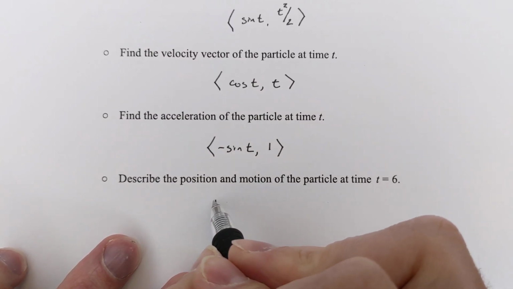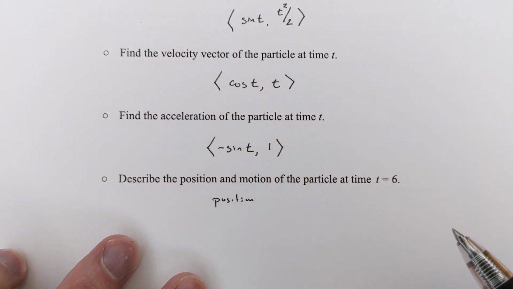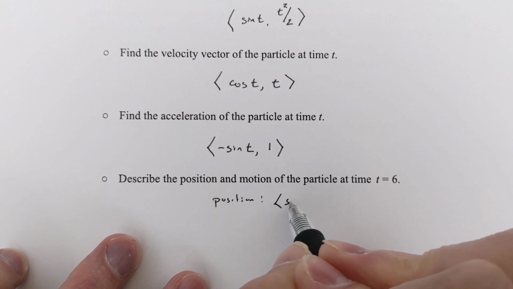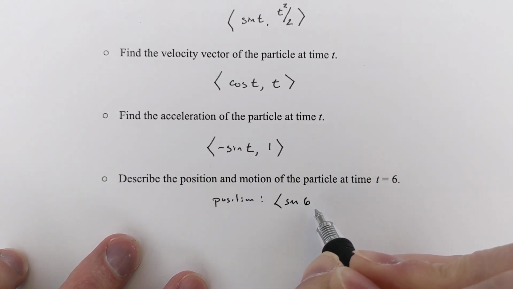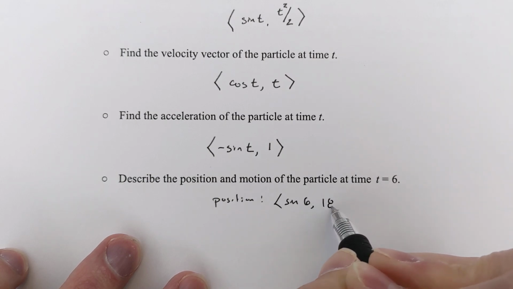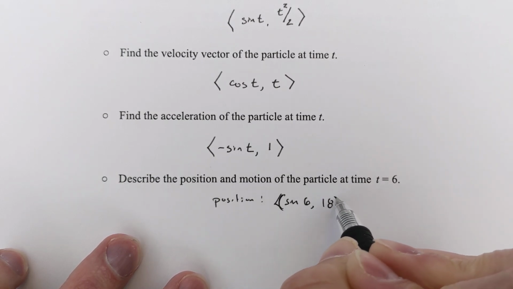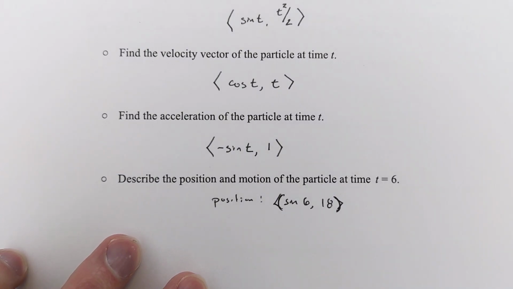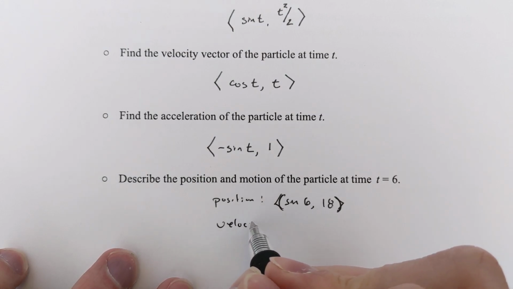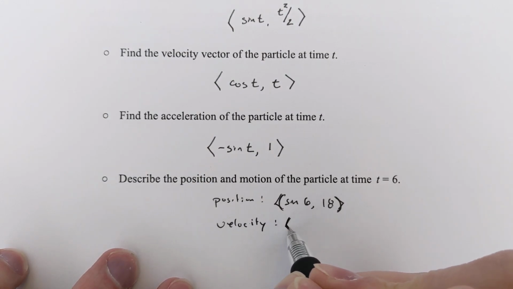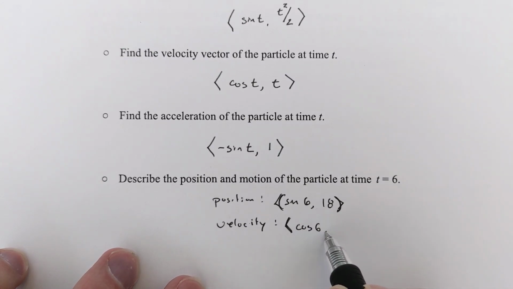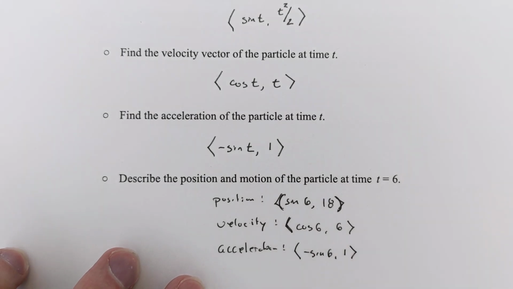So the position of the thing is at sine 6, comma 18. Oops, it should be an ordered pair. The velocity would be a vector. Velocities are vectors, so it would be the cosine of 6, comma 6. And the acceleration would be the negative sine of 6, comma 1.